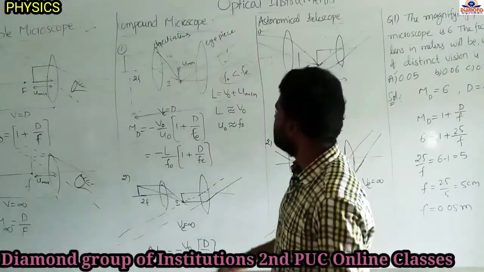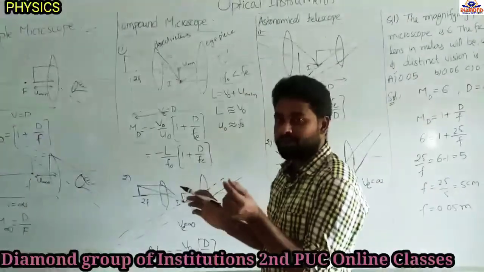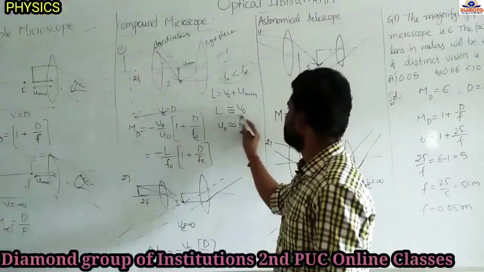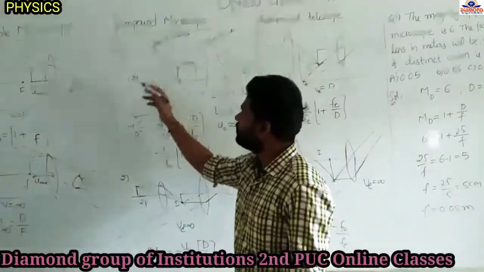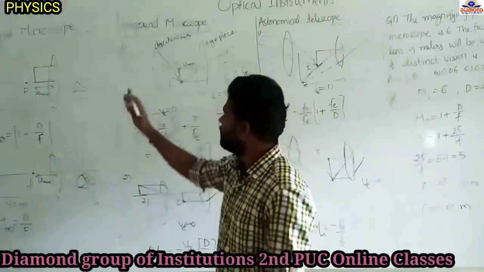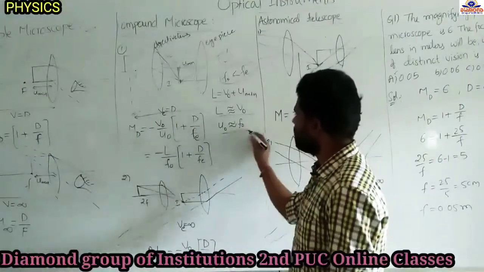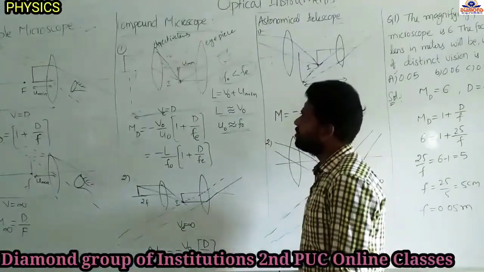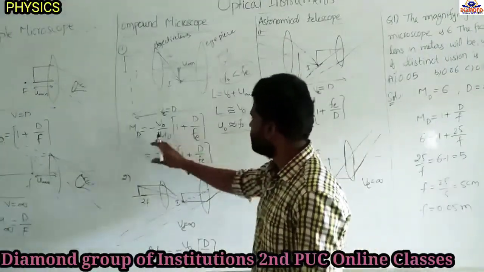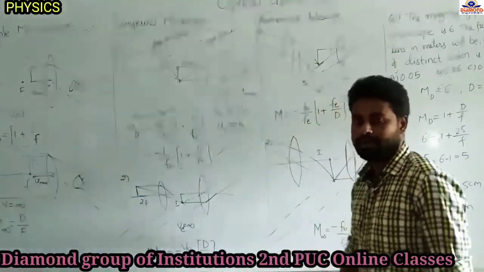Suppose this U minimum is very small, then the length is almost equal to V naught. And U naught is very close to the focal length, beyond the focal length only, but very close to it as we are assuming. Then U naught is almost equal to the focal length of the objective lens. If we substitute here, we will get minus L by F naught into 1 plus D by Fe. This is the important formula.